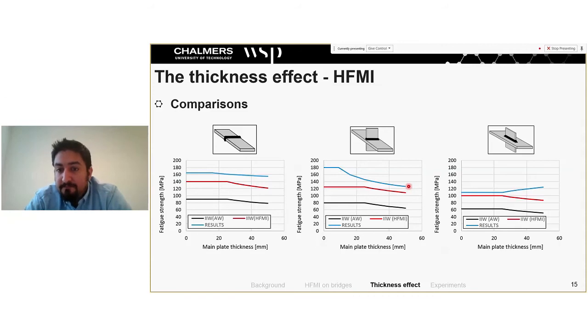For this detail, it seems that the strength is represented well in the code if you compare the red line and the blue line. However, the thickness effect is different. So we have a more beneficial reality than the codes. And I should also say that the result curves, which are the blue curves here, represent characteristic strength. So 95% of the gathered data lie above these lines.